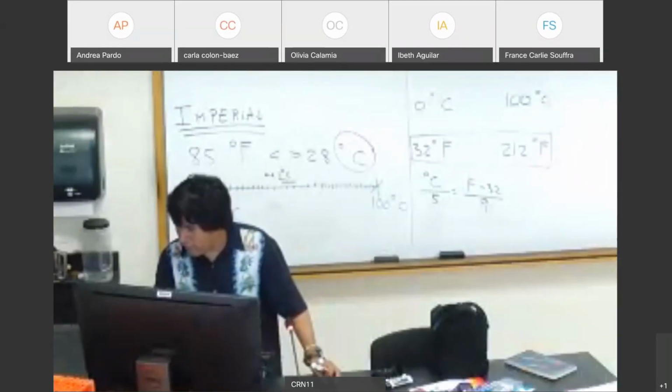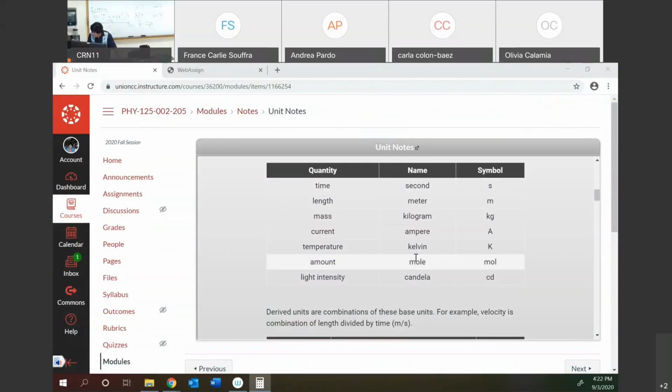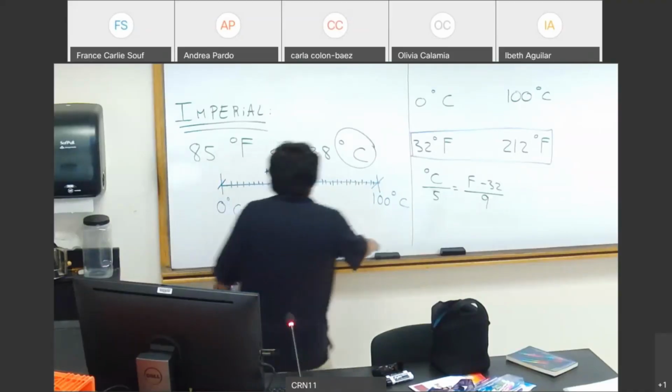Let's go to the table again. For chemistry, the amount of matter, we use moles. For light intensity, we use candelas. That's fine, you don't need to worry about this too. And what is Kelvin? So Celsius or Kelvin, any of those are actually correct. But Kelvin will be basically Celsius plus 273. All right. So let's go back here.